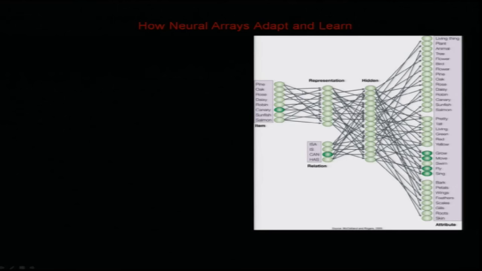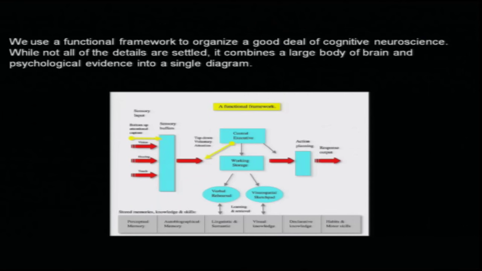Like in your personal memory bank, if you look at it, you may recognize your grandmother, but is it the same set of neurons which are recognizing grandmother and are recognizing some film celebrity, or are they different? What is the emotional content to each of it? All that is determining what you realize that you know. So, we use a functional framework to organize a good deal of cognitive neuroscience, but we do not know everything.